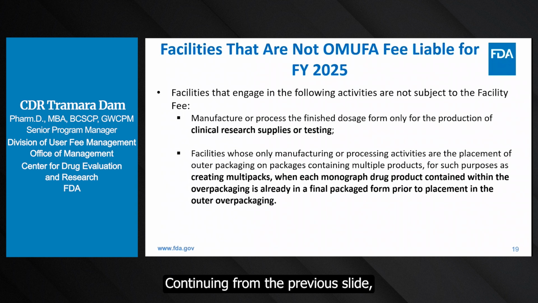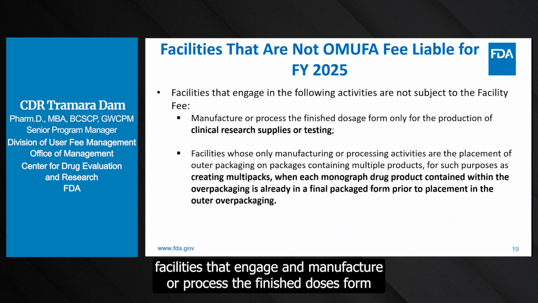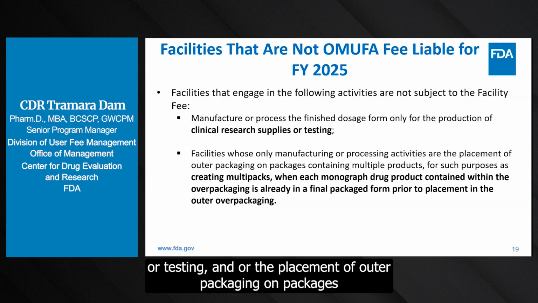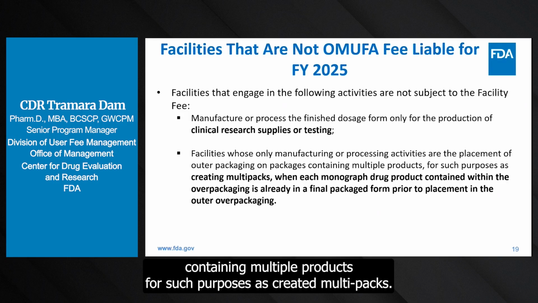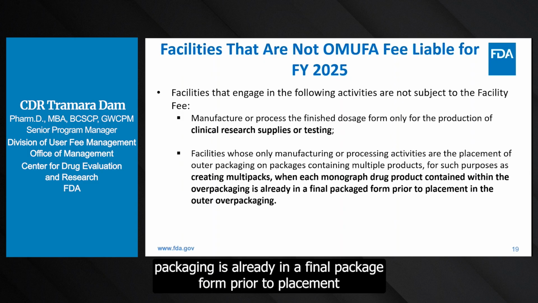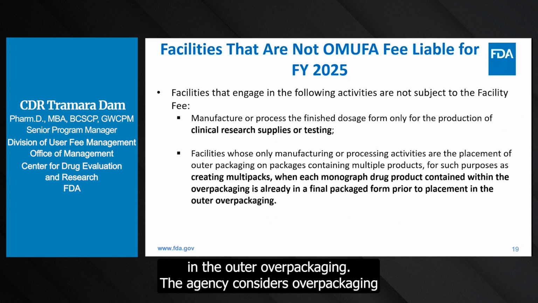Continuing from the previous slide, facilities that manufacture or process the finished dosage form only for the production of clinical research supplies or testing, or the placement of outer packaging on packages containing multiple products for such purposes as creating multi-packs when each monograph drug product contained within the overpackaging is already in a final package form prior to placement in the outer overpackaging.